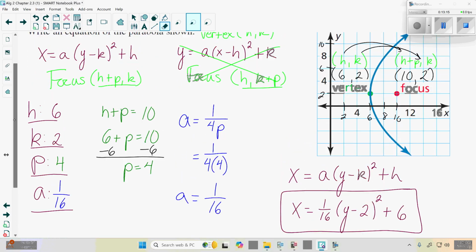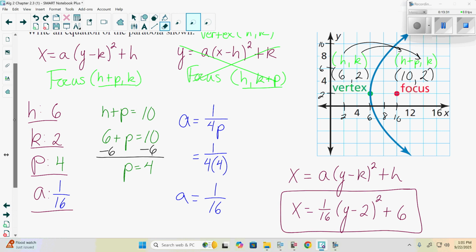But the real tricky thing with this is figuring out which of the 2 equations we have based off the focus and vertex. Now, if we're given the graph, it's kind of nice. x equals is going to open to the left or right. That's just x equals. y equals, up or down.